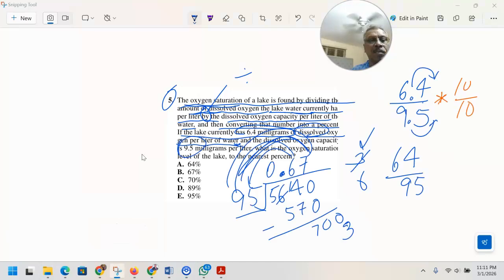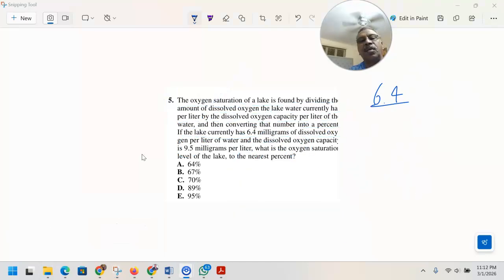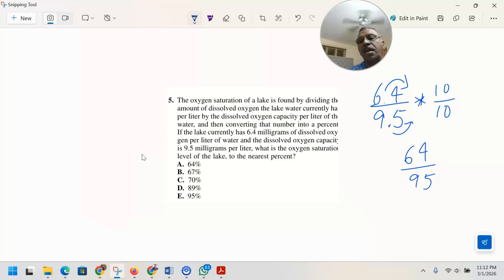And then, so 6.4 divided by 9.5. So multiplying by 10 and dividing by 10, the decimal will move one place to the right. You get 64 divided by 95. And I think they should give you a calculator where you just do this division. You get 0.6736.